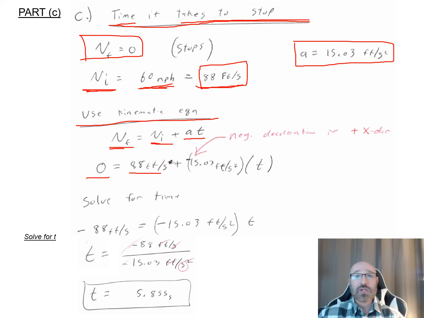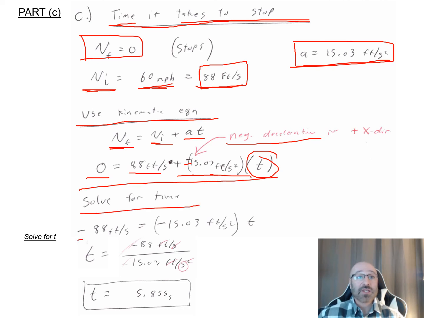And we have our acceleration we solved for in part B of the problem, which is 15.03, but this is negative. It's negative because the deceleration acts in the negative x direction, and positive x is going to the right, so this opposes the direction. So the deceleration is negative 15.03 feet per second squared. And time is our unknown value, so that's what we're solving for. We can rearrange this equation and solve for time.